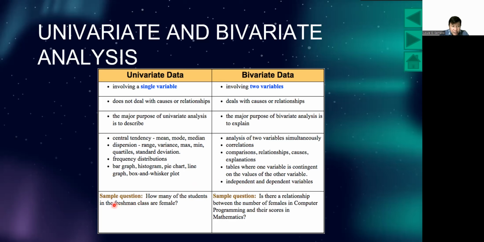So, for example: how many of the students in the freshman class are female? That is univariate data. And under bivariate data, for example: is there a relationship between the number of females in computer programming and their scores in mathematics? So yun yung magkakaiba ng univariate and bivariate analysis.